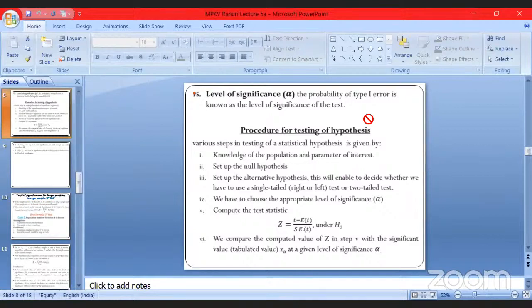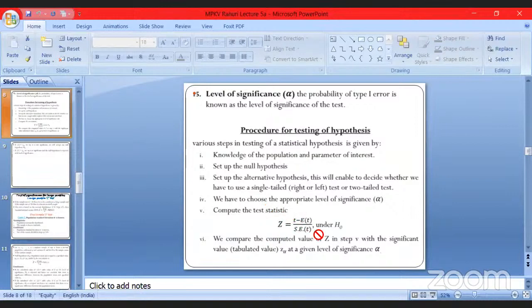Okay. Now next is testing procedure. This is theory, you can read it. I'm just reading it out for your sake. Knowledge of the population parameter of interest: we should know which population we are taking and what the parameter is. Then we have to set up a null hypothesis, then the alternative hypothesis. It can be single tail or double tail. If single tail, it should be right tail or left tail. Again, I will tell you when it comes how to remember which one is right tail and which one is left tail. This is Z statistic.